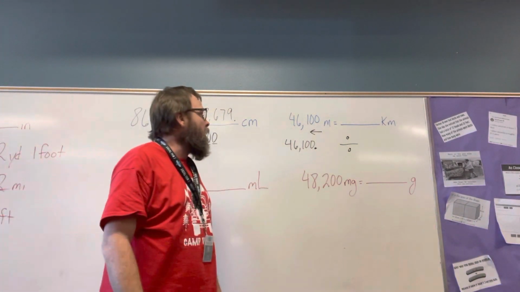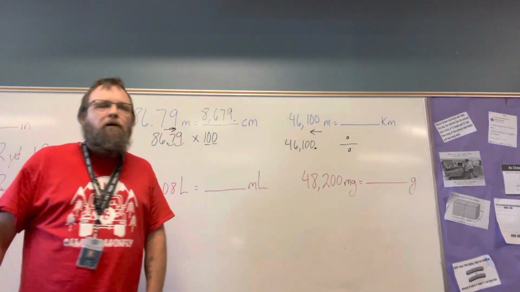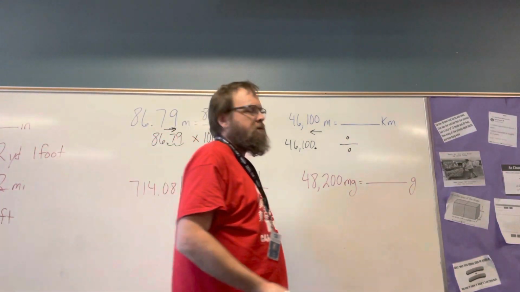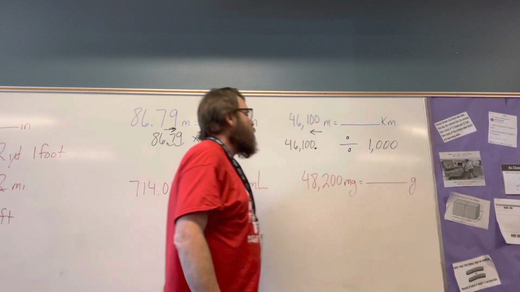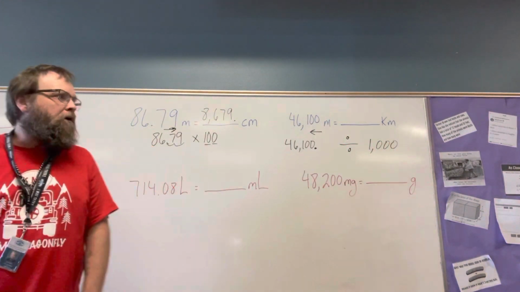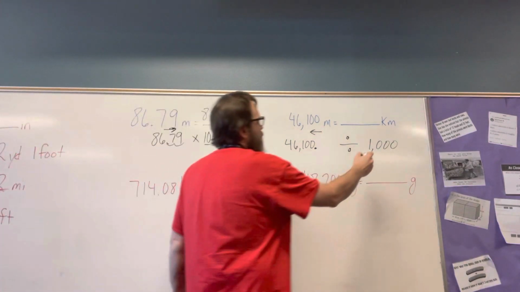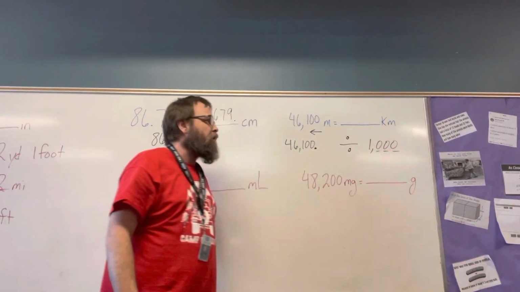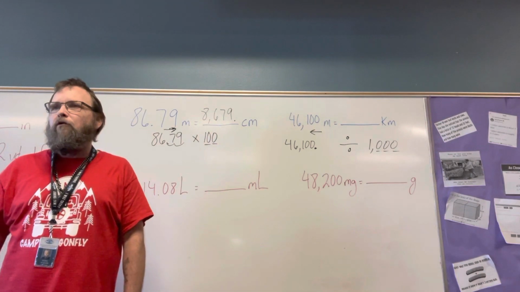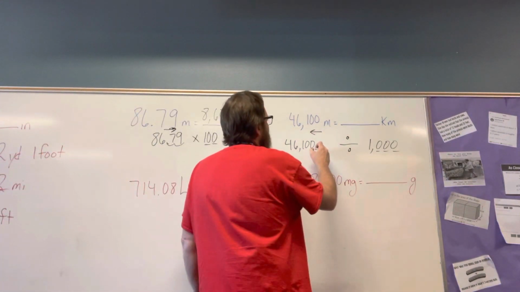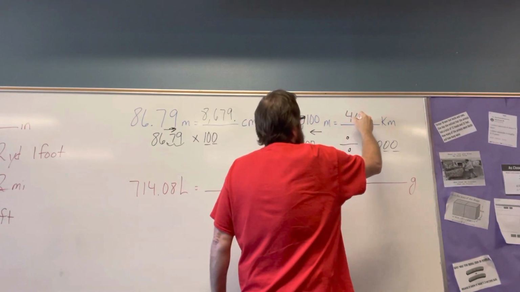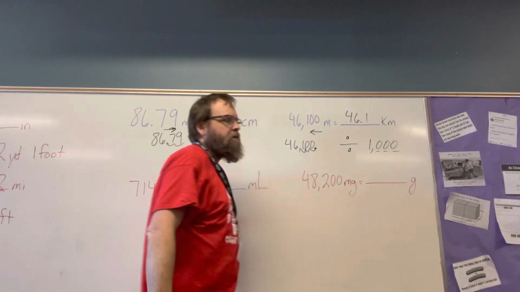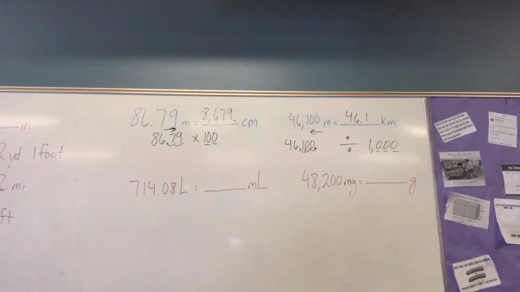I'm dividing, which means I'm going to move my decimal point that way. And then I have to figure out how many meters in a kilometer. And based on recent studies, there are 1,000. Which means I need to move my decimal point to the left 3 times. Because I need to make each place be 1,000 greater than it currently is. 1, 2, 3. So it's going to be 46 and 1/10.